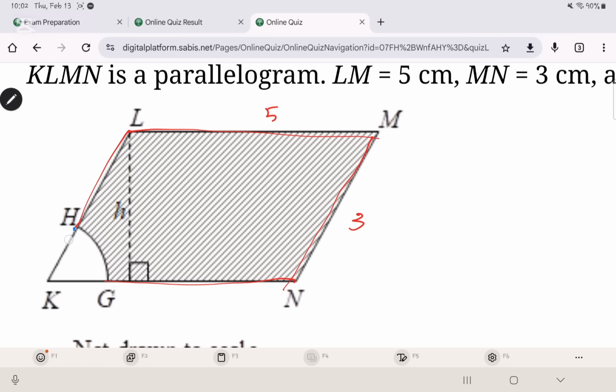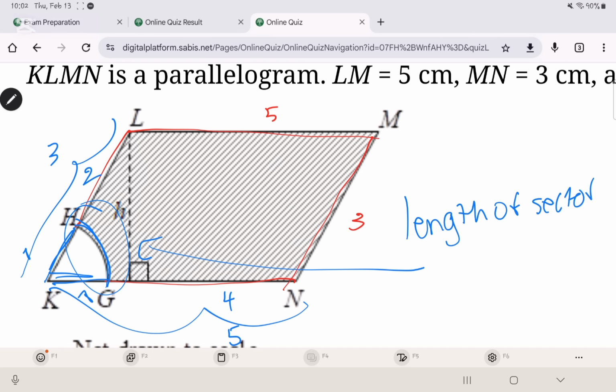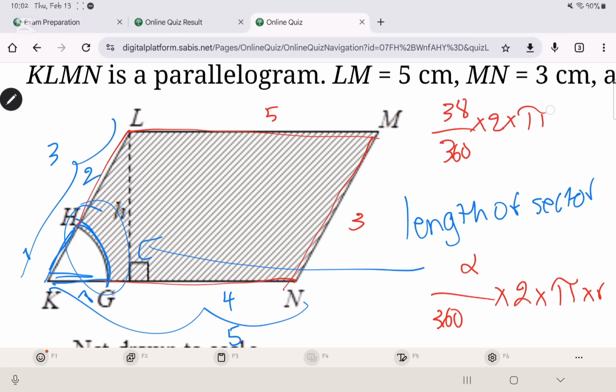Now how do we find this? Very simply, this is in total 3 and this is 1, so 3 minus 1, you are left with 2, and this is in total 5 and this is 1, so 5 minus 1, you're left with 4. Now you are left with this side over here. How do we find this length? We call it the arc of the sector, and the equation of the length of the sector is angle over 360 times the circumference, which is 2 pi r. So in this case, it's 38 over 360 times 2 times pi times 1.